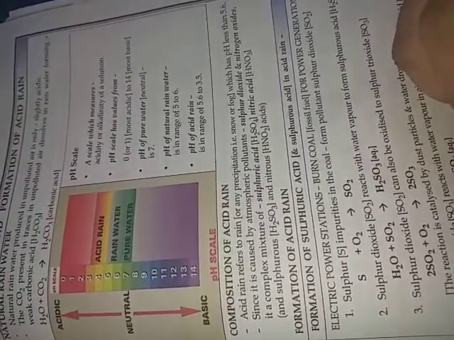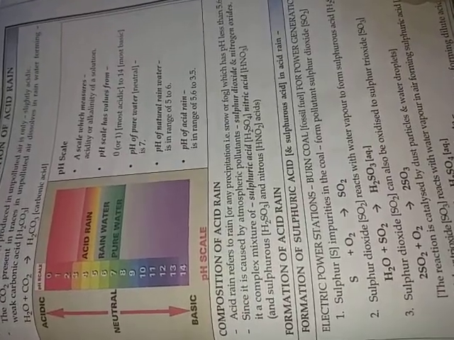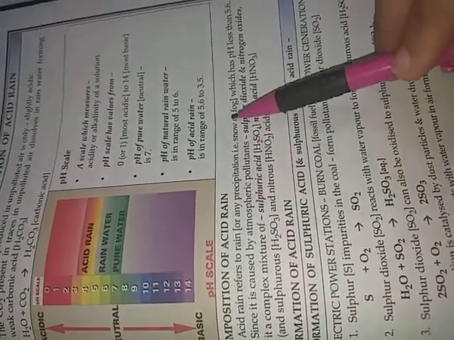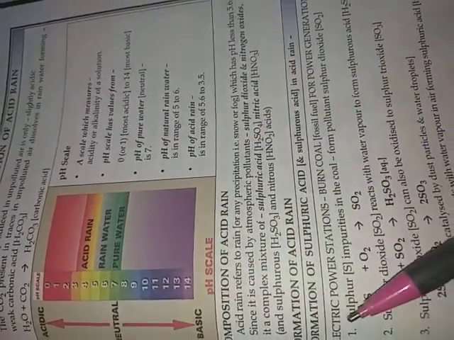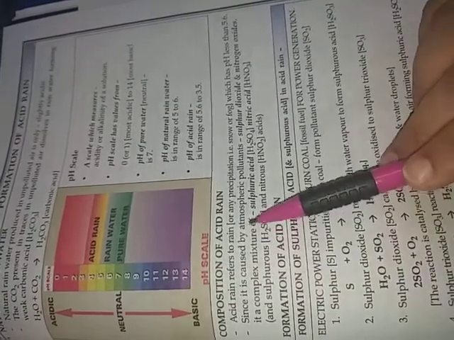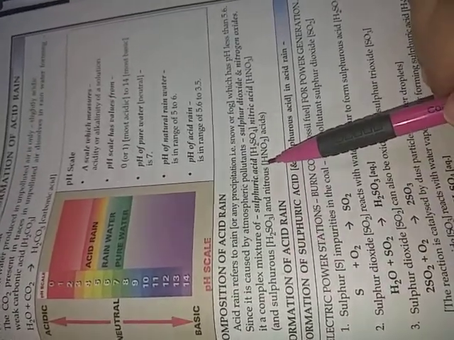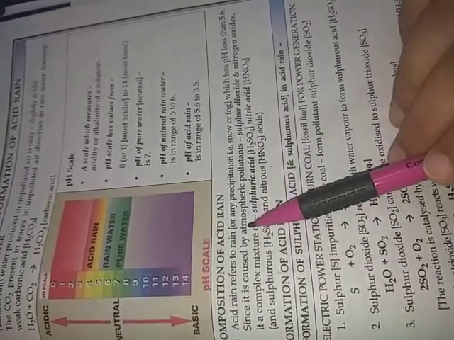Okay, now the composition of acid rain. In our previous video we studied that there are two types of oxides which cause acid rain: the oxides of sulfur and the oxides of nitrogen. So acid rain refers to rain or any form of precipitation which has a pH less than 5.6. If the pH is less than 5.6, then the rain will be acid rain. Since it is caused by atmospheric pollutants like sulfur dioxide and nitrogen oxides, it is a complex mixture of sulfuric acid, nitric acid, sulfurous acid and nitrous acid. All these four acids are present in acid rain.